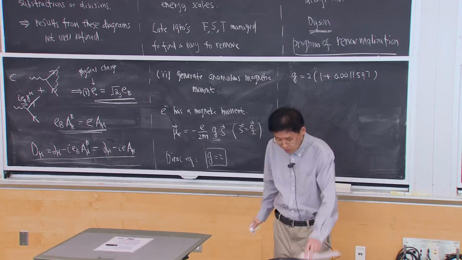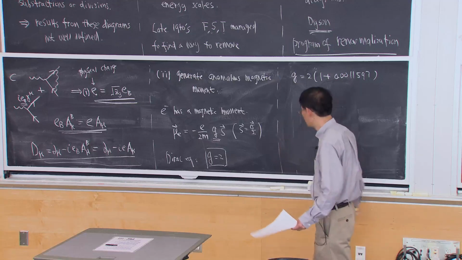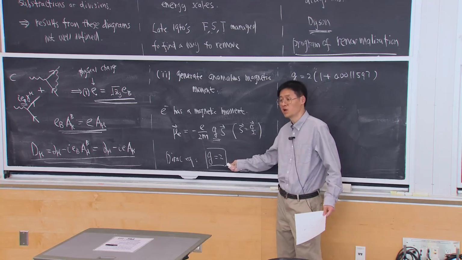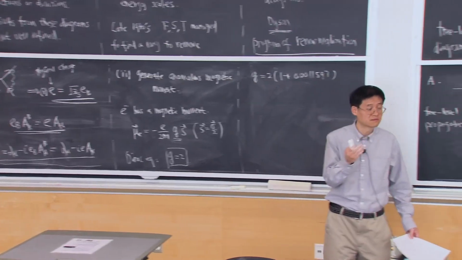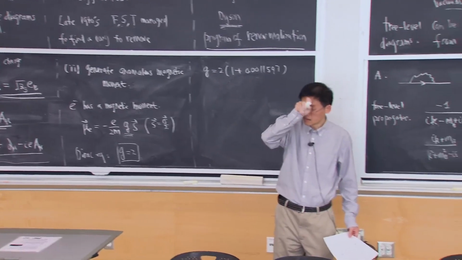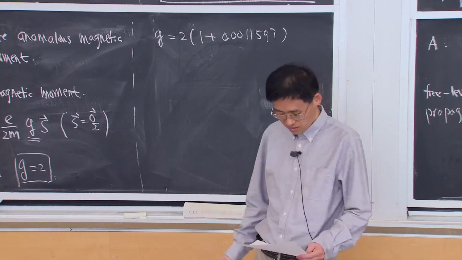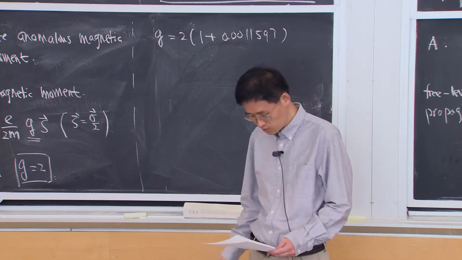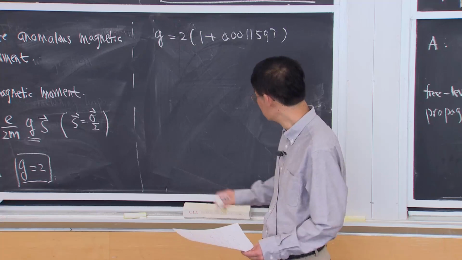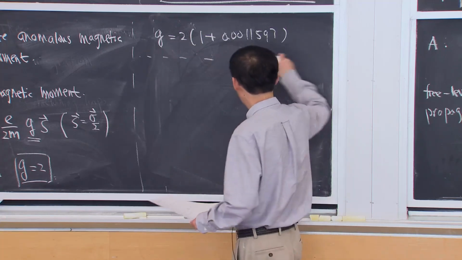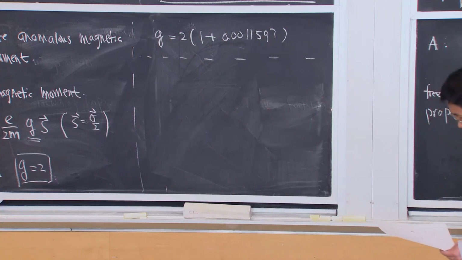Now let me very quickly tell you where this result comes from. Why does the Dirac equation predict g equals 2? At some point I was thinking of this as a homework exercise, but never got to put it in the homework. It's an instructive exercise, so let me try to explain where it comes from.